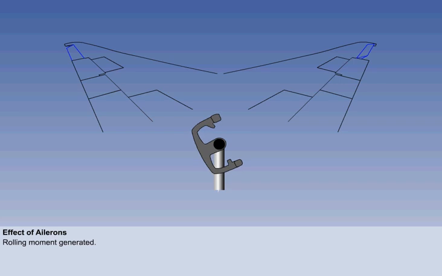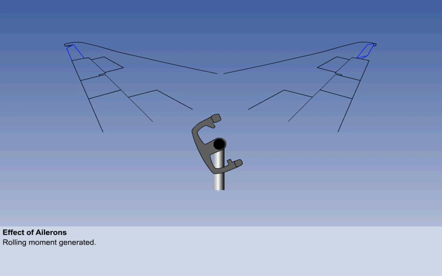Just before you reach your desired heading, to allow for the time taken to roll the aircraft back to wings level, you turn the control wheel to the right. The left aileron moves down. This increases the camber of the wing in the vicinity of the aileron and increases lift. At the same time, the right aileron moves up. This decreases the camber of the wing in the vicinity of the aileron and decreases lift.